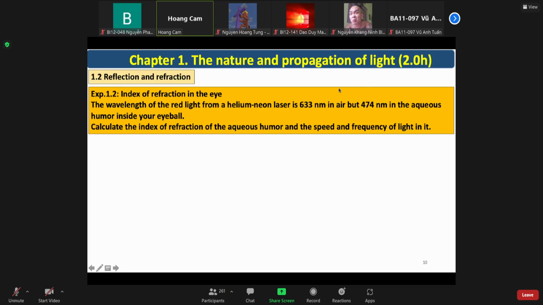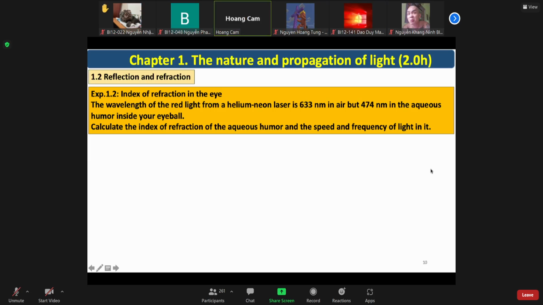So here, inside that you have the aqueous humor. It is one part. And they asked us to calculate the index of refraction of the aqueous humor and the speed and the frequency of light in it. Like what we just did, I will also leave you 1 minute for this example.